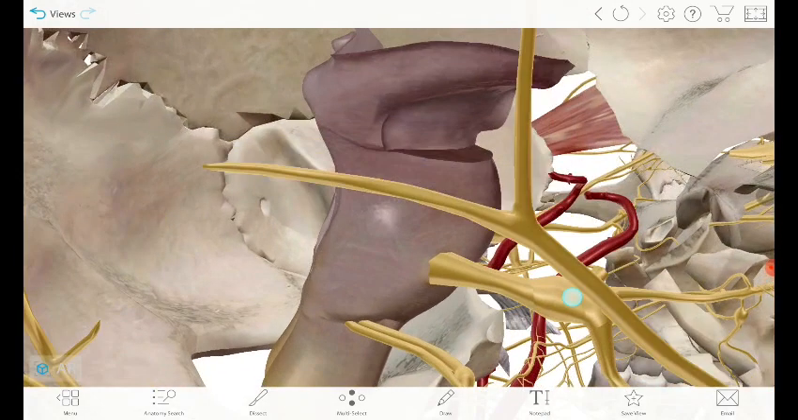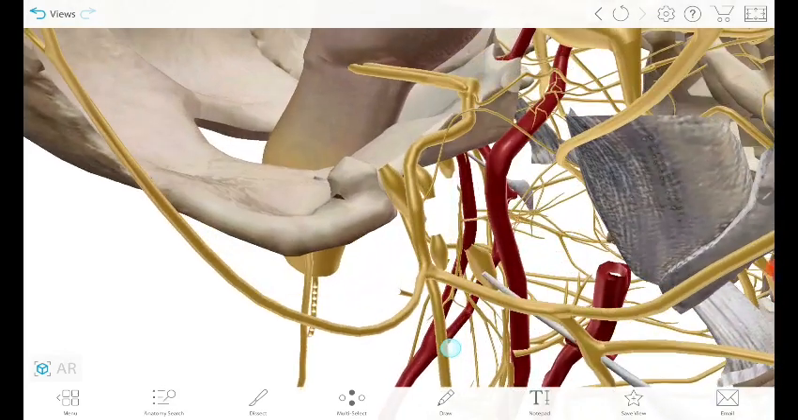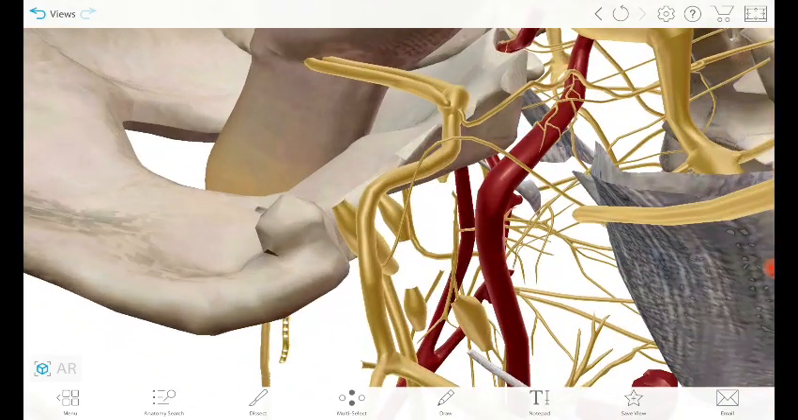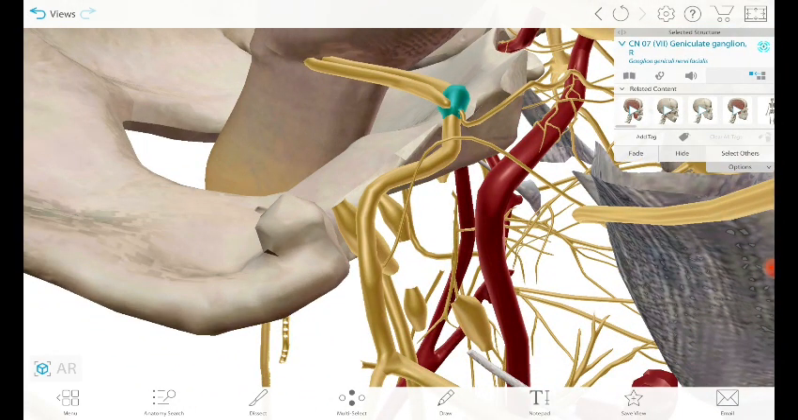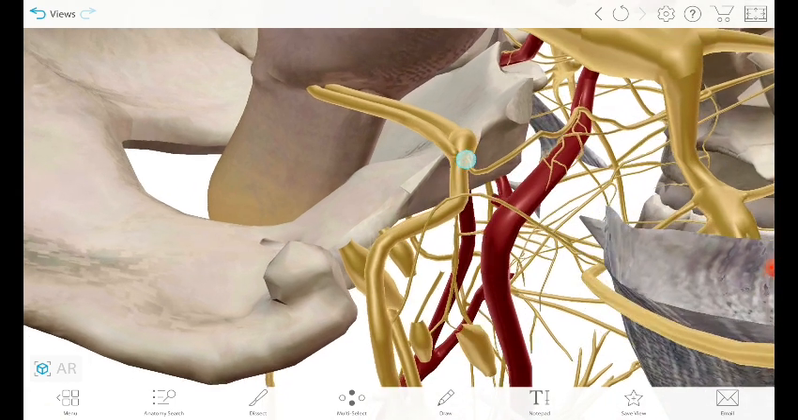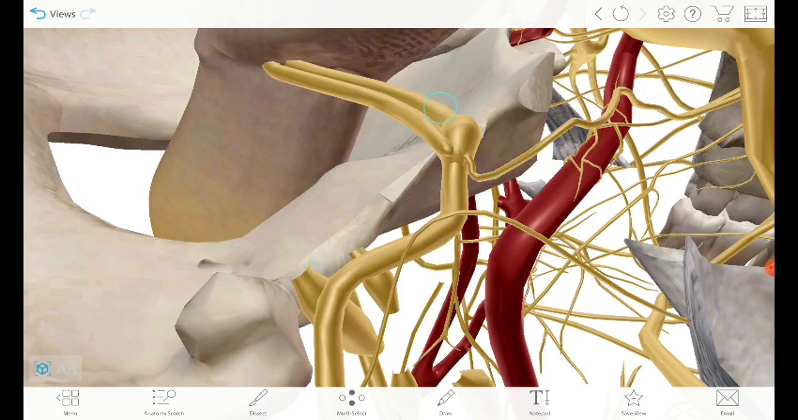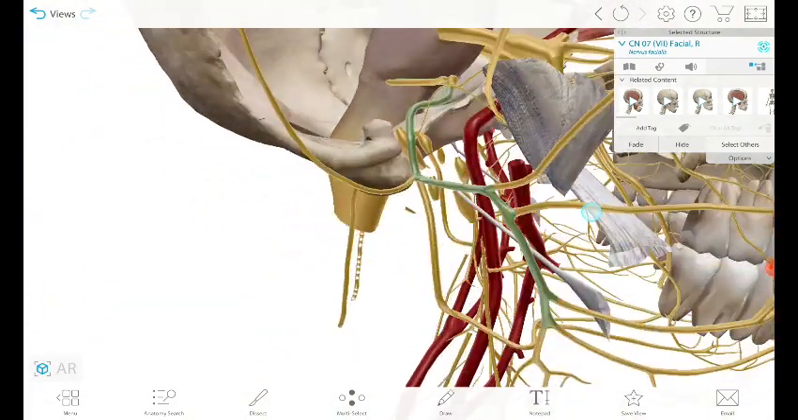So if we rotate the model, we can see that this here is a ganglion. So this is the geniculate ganglion, and we know geniculate ganglion is the ganglion of facial nerve 7. So this must be the facial nerve.